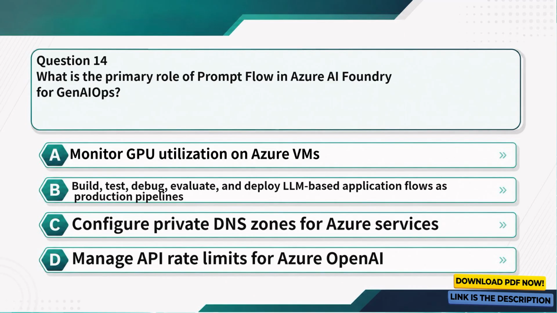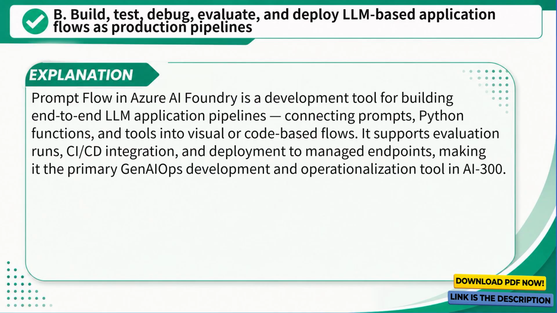Question 14. What is the primary role of MLflow in Azure AI Foundry for GenAIOps? A. Monitor GPU utilization on Azure VMs. B. Build, test, debug, evaluate, and deploy LLM-based application flows as production pipelines. C. Configure private DNS zones for Azure services. D. Manage API rate limits for Azure OpenAI. Correct answer. B. Build, test, debug, evaluate, and deploy LLM-based application flows as production pipelines.